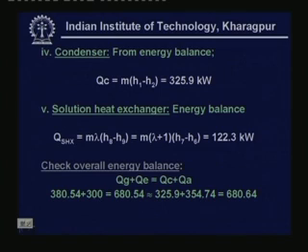Okay. So, you can easily check: QG plus QE is equal to 380.54 plus 300, which works out to be 680.54. And what is QC plus QA? QC plus QA is 325.9 plus 354.74. So, this works out to be 680.64. So, you can see that on the left hand side you have 680.54, on the right hand side you have 680.64. The small, negligible difference could be due to rounding errors or a slight mismatch in the property values. Okay. So, this is one very important thing whenever you do the problems.